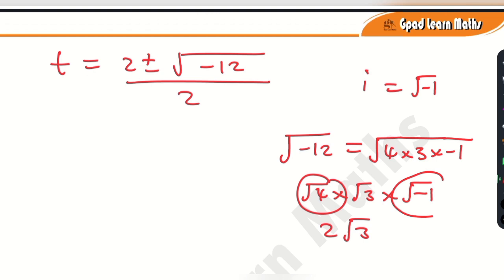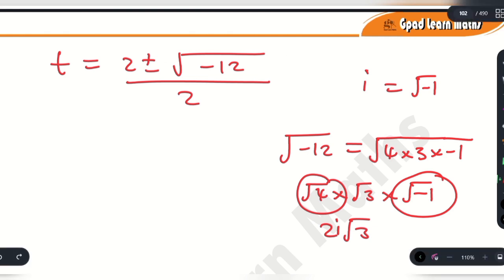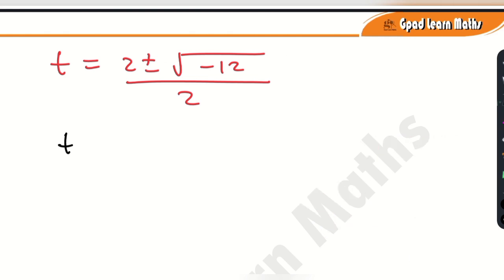What about the square root of negative 1? Like I said here, it is i. So I can put the i here. So you have 2i root 3. I'm going to replace the square root of negative 12 with 2i root 3. Let's do that now. So I have t is equal to 2 plus or minus 2i root 3, like I said before, all divided by 2.